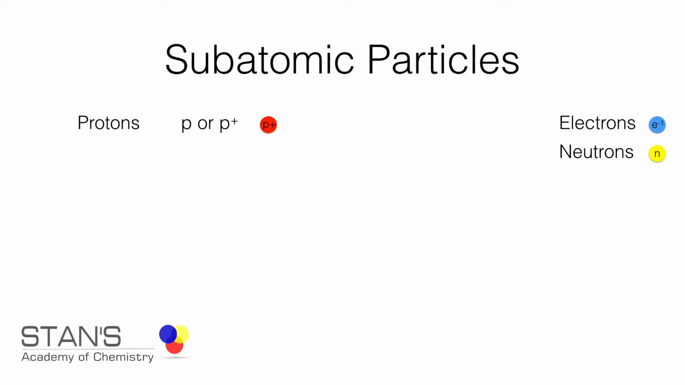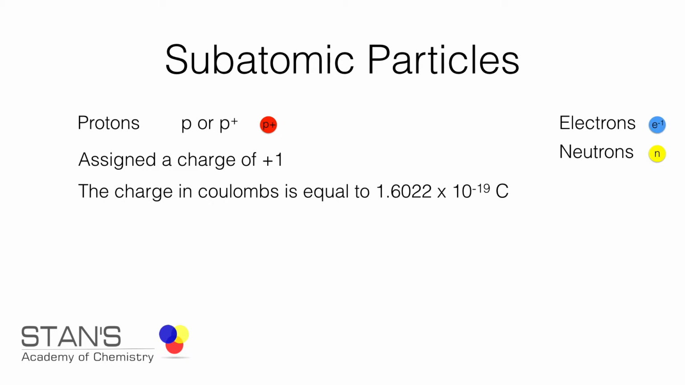The next subatomic particle is the proton. A proton is assigned a charge of plus 1. The charge in coulombs is equal to 1.6022 × 10^-19 coulombs. It is the same charge as that of an electron.